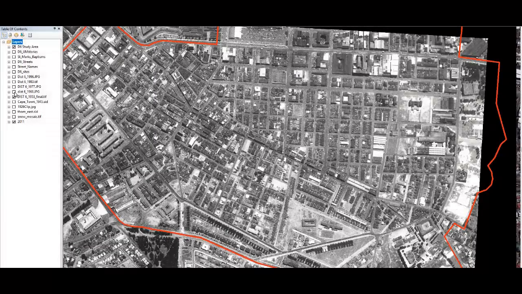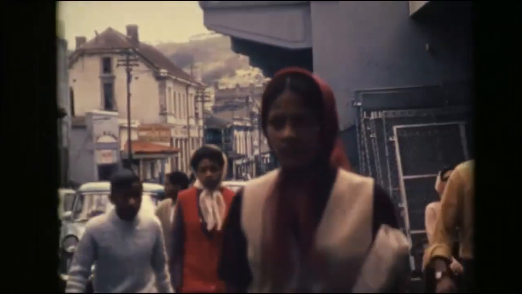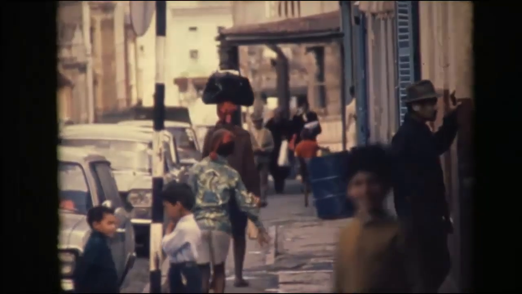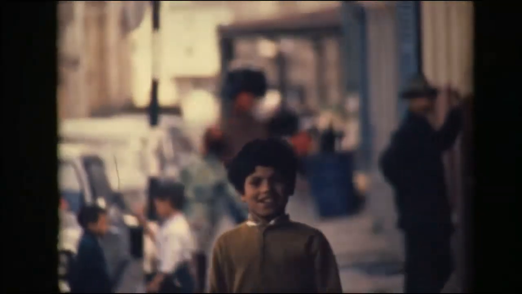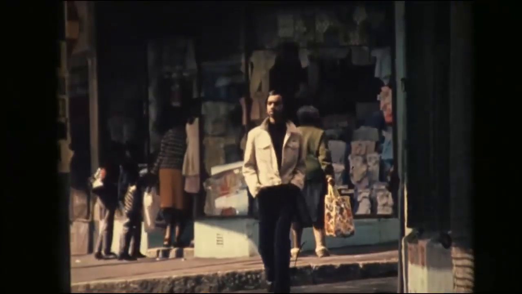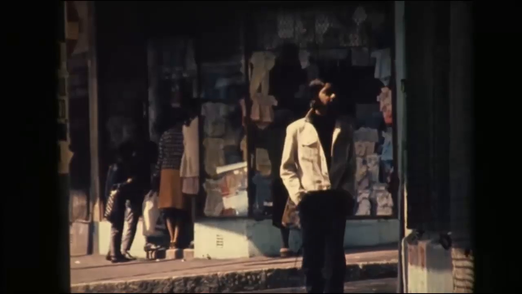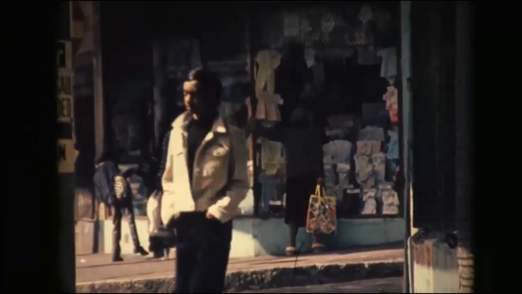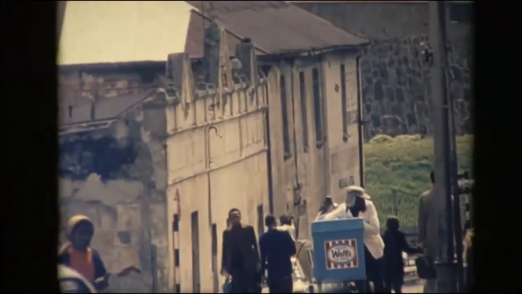Now let's go back to District 6, and this time let's go to the 1960s. By the early 1960s, although it was a crowded inner city area, it had a vibe that is still spoken about today. This footage of the people of District 6 in the 1960s going about their everyday lives belies the catastrophe that was being planned.